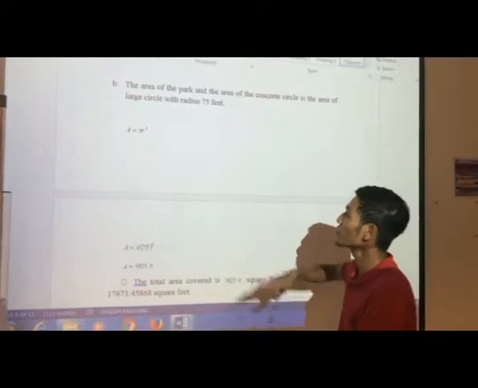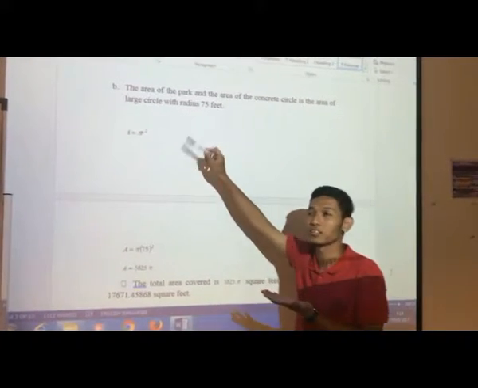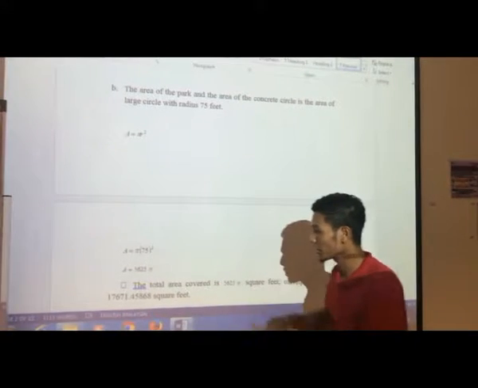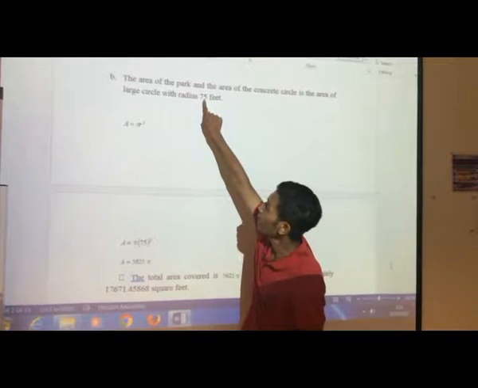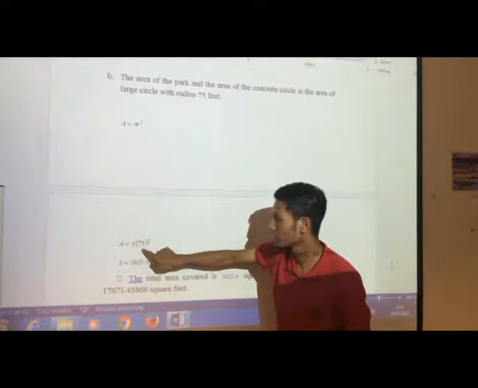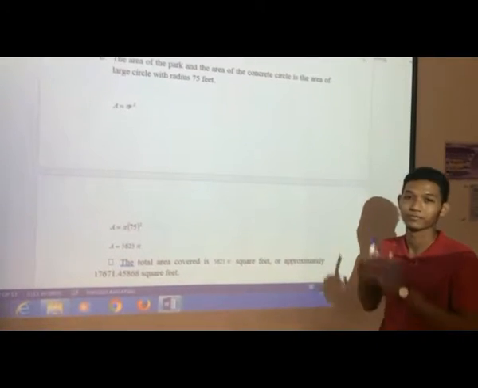Okay, the next is we want to find the area of the part. We can use this formula. We can get the area of the part if we substitute the 75 in the formula, and we can get this is the area of the part.